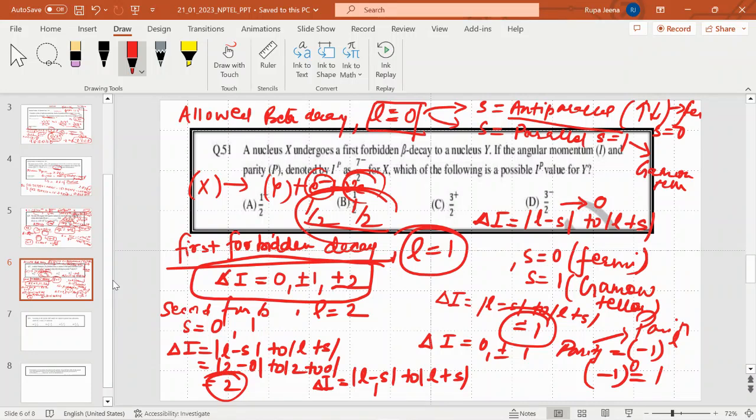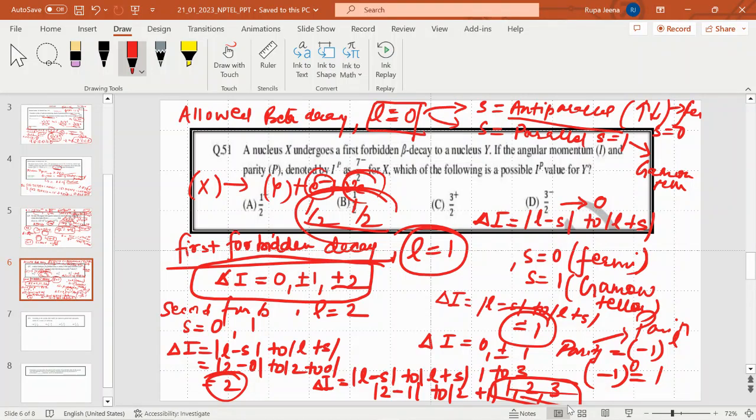When S is equal to 1, you have L equal to 2, so minus 1 to 2 plus 1. So you have 1, 2, 3. That means 1, 2, 3. So these are the values. And now for the fourth forbidden beta decay, again you have L equal to 3 and you will do the same way. So it will have 1, 2, 3, 4. It will go for those values.